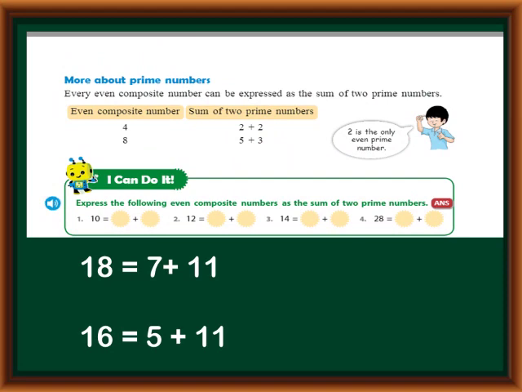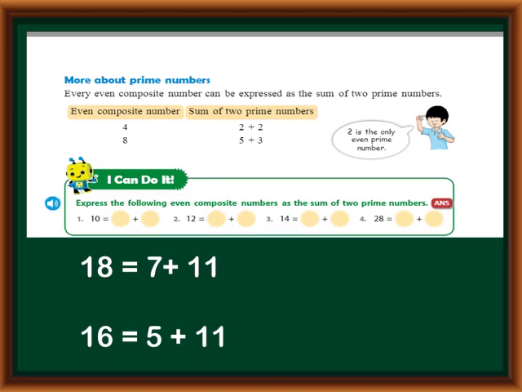Next, we will see more about prime numbers. Take the number 1. The number 1 has only one factor. So, it cannot be a prime number, because a prime number will have exactly 2 factors, that is 1 and the given number. And 1 cannot be a composite number. Why? Because a composite number will have more than 2 factors. So, the number 1 is unique. It has only one factor, that is 1. So 1 is neither prime nor composite.